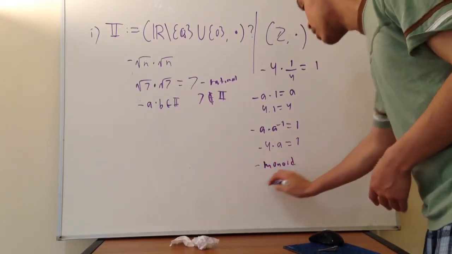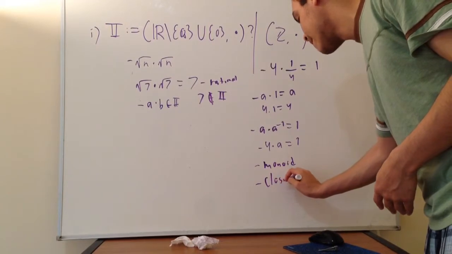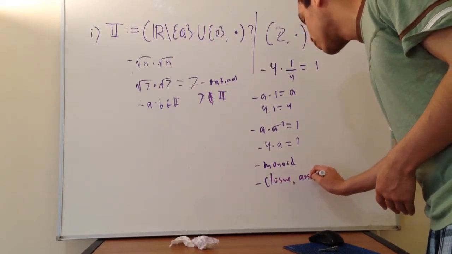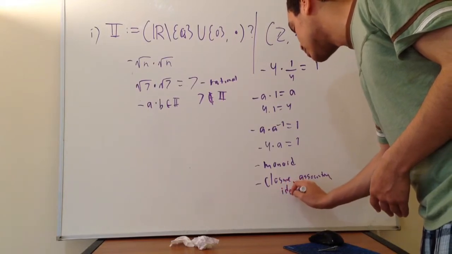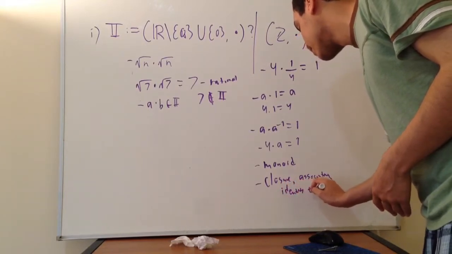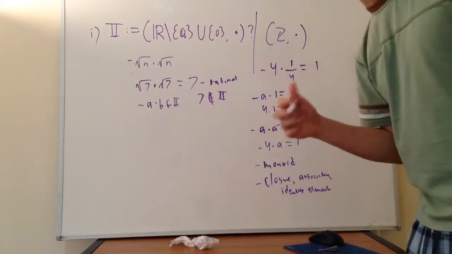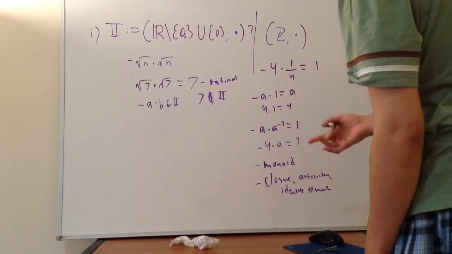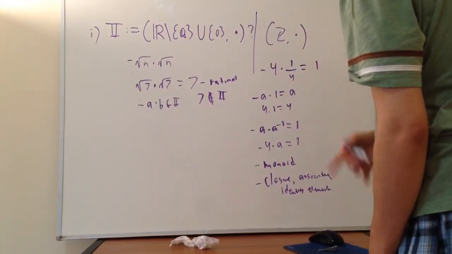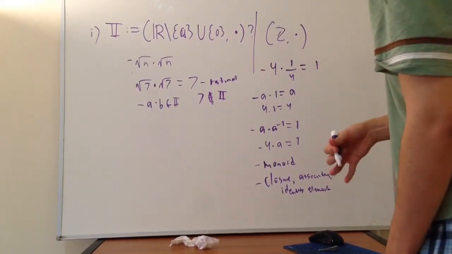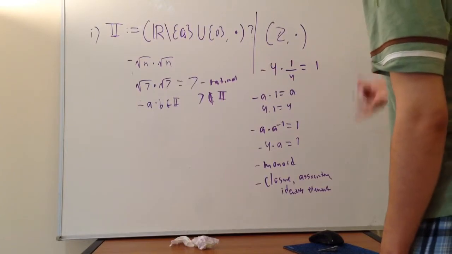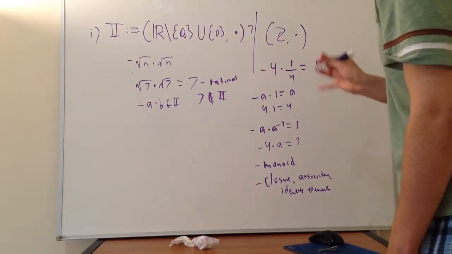So a monoid basically has closure, it's associative, and it has an identity element. Those three properties are there for monoids, but not every element has an inverse. That's what makes it different from a group, and that's why the integers under multiplication are not a group. And so I guess that's pretty much all. Oh yeah, one other thing to note.